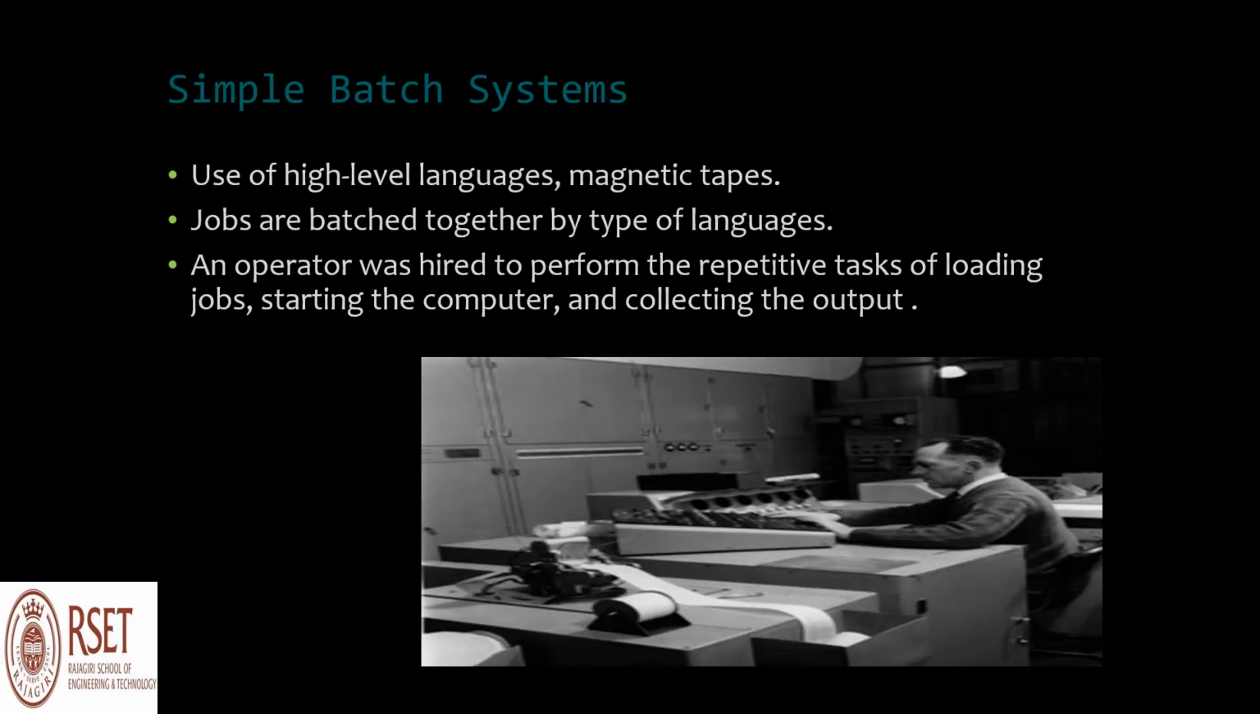Moving on to simple batch systems. Simple batch system made use of high-level languages or magnetic tapes. Here, jobs were batched together by type of languages, and as you can see in the figure, you can see an operator sitting over there. He was responsible for performing tasks like loading jobs, starting the computer, and collecting the output.